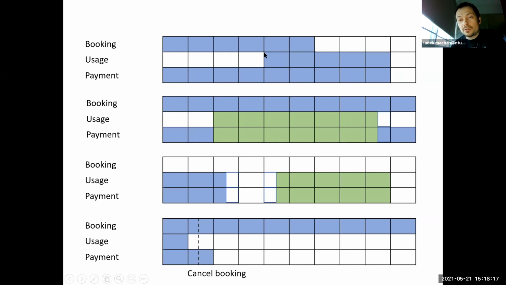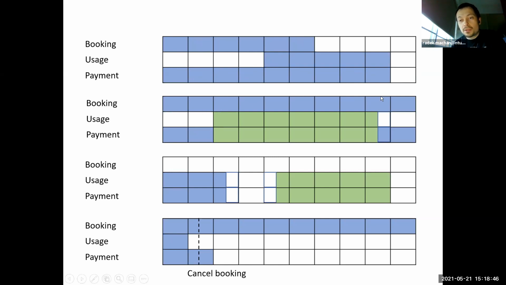So if you are using not within your booked slot, but in a slot which is shifted, then you will have to pay for the whole time, which comprises the booked and the actual usage. So whichever is longer, you will have to pay.